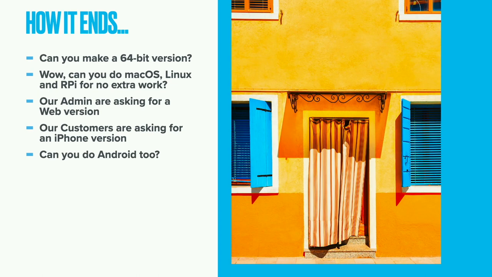Now I know you can do Windows, can you make a Mac OS version or a Linux version or a Raspberry Pi? And I say, possibly, for no extra work, all these things are possible. But then they come back and they go, oh, our admin, they use web apps. Can you build a web app version of the application? And then the marketing people go out and find out that the customers want an iPhone version of your application. And then they go, oh, well, hang on, there's more Android out there. Can you do an Android version of your application as well?